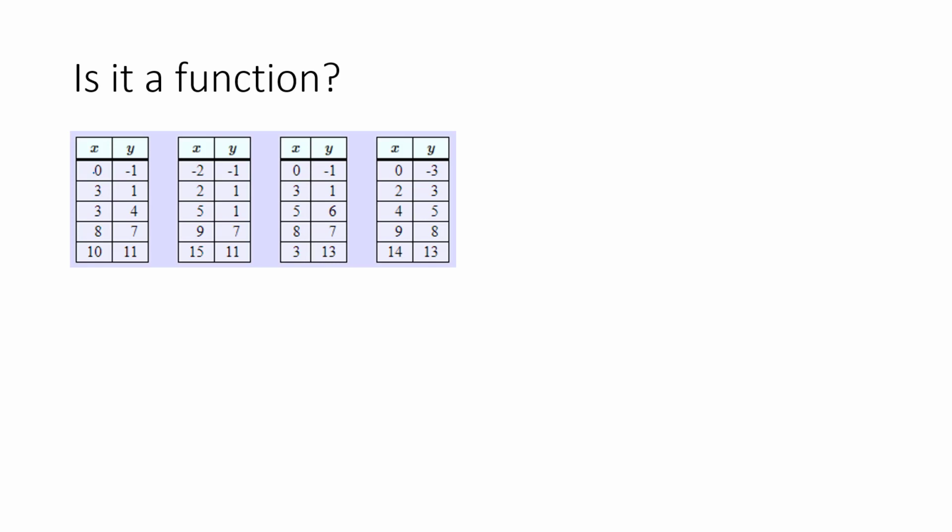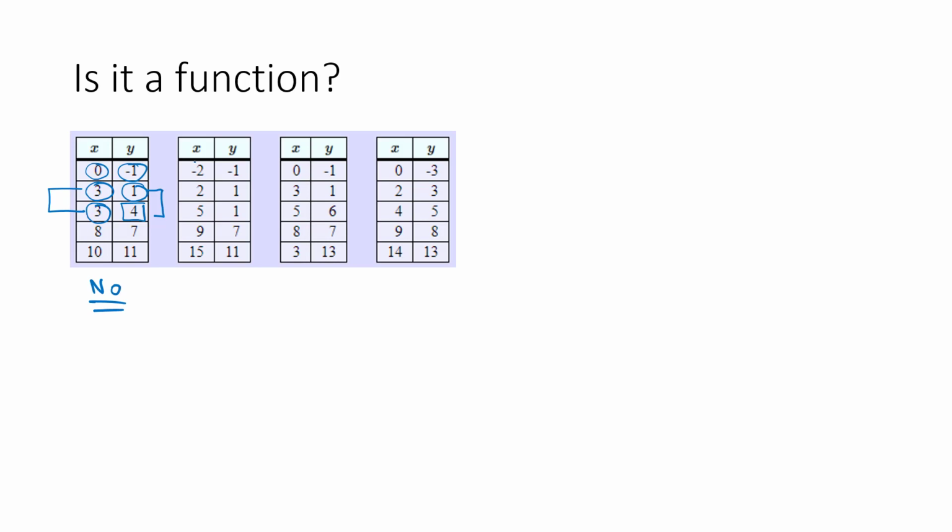In other words, on this first equation, when 0 got put in, -1 came out. When 3 got put in, 1 came out. Then they put 3 in again, and 4 came out. Notice we plugged the same number in twice, but got 2 different answers. That is not allowed in a function. We say, no, that is not a function, because we got 2 different answers for the same number.